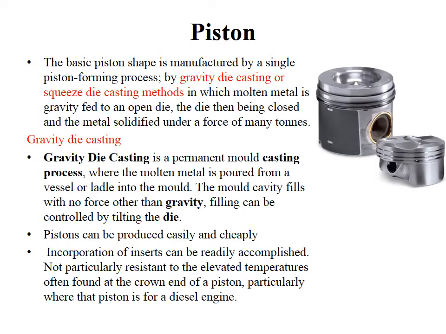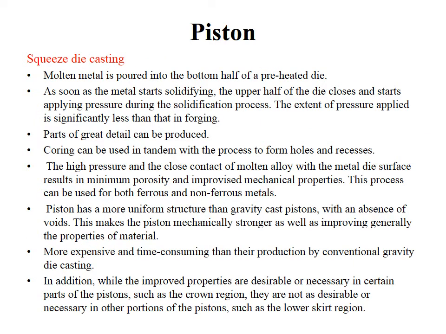Second is squeeze die casting. In squeeze die casting, you will have a die made up of two parts. One is the bottom half of the die, which is preheated, and then the molten metal is poured into it. As soon as the molten metal is poured and starts solidifying, the upper portion of the die closes, and then it applies pressure. That is the difference between gravity and squeeze die casting, where external pressure is applied. Because of this, you can make components which have higher strength, and also complex components.